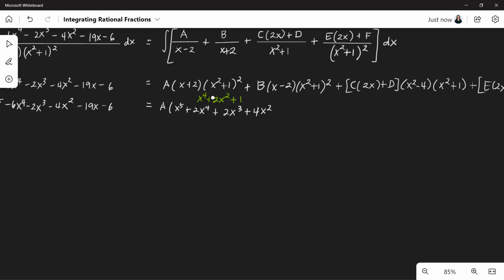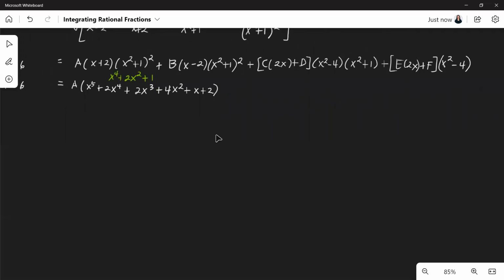Okay, then 1 times x plus 2. That's x plus 2. Okay, then for x minus 2, do the same thing. So again, the square of x squared plus 1 is equal to x raised to 4 plus 2x squared plus 1.